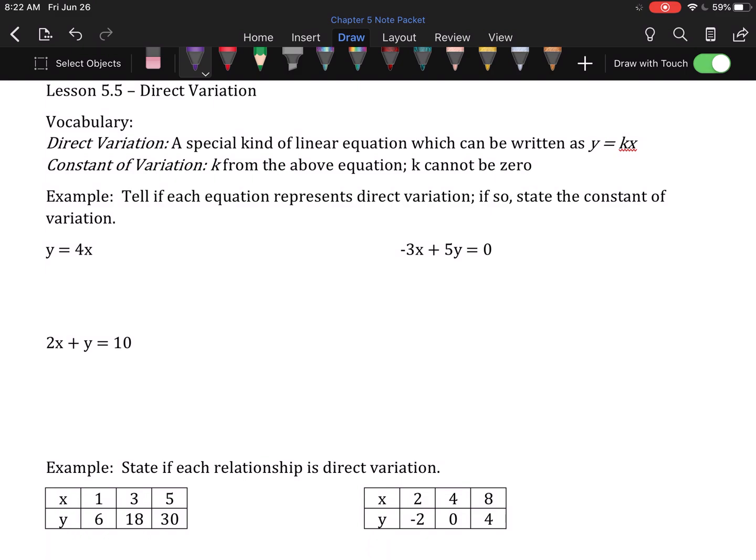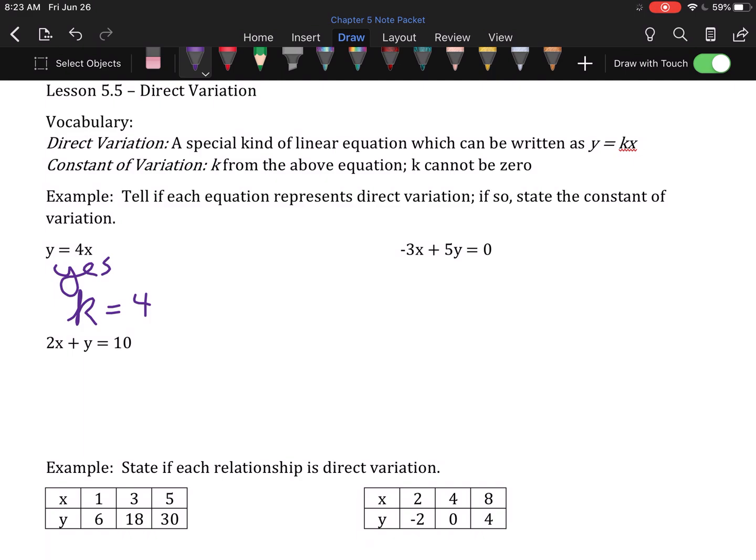Step 1, first set of examples. Tell if each equation represents direct variation, and if it does, state the constant. Okay, y equals 4x. Y equals kx. That is a direct variation equation. And the constant of variation k is 4. Listen to it again. Y equals 4x, y equals kx. All that happened is I swapped out k for 4.